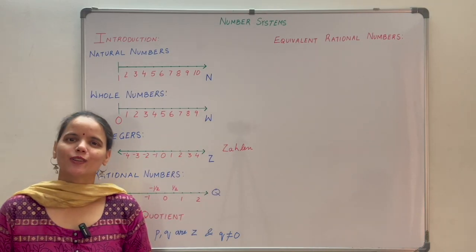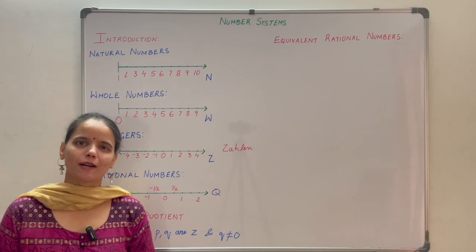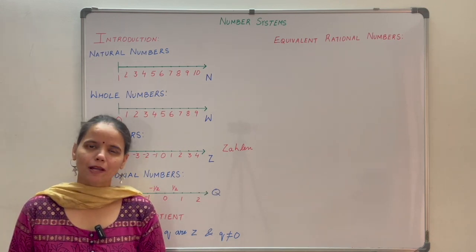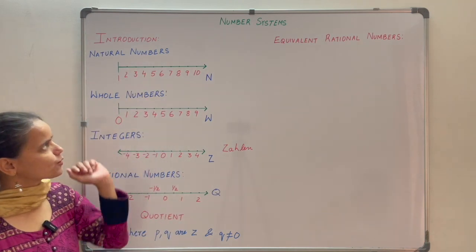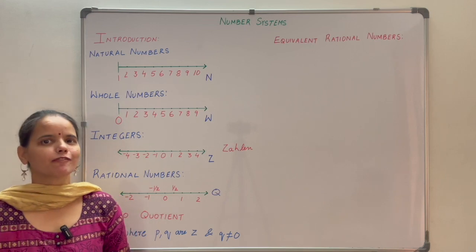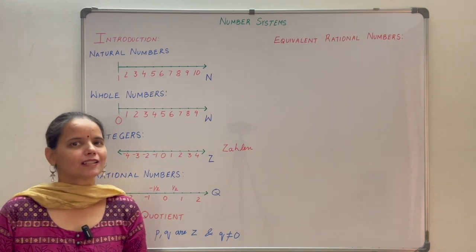Number systems. In your earlier classes, you have studied about the number line and how to represent various types of numbers on it. Let us do a quick recap of those numbers. First numbers which you came across were natural numbers. As we know, we use 1, 2, 3 and so on when we begin counting. So these numbers are called counting numbers or natural numbers.